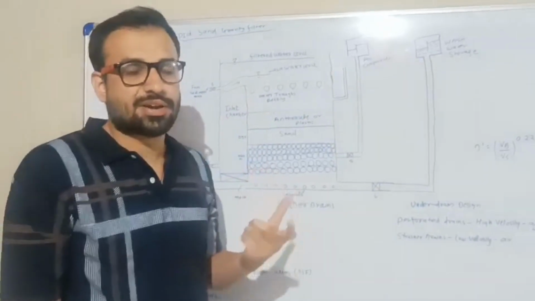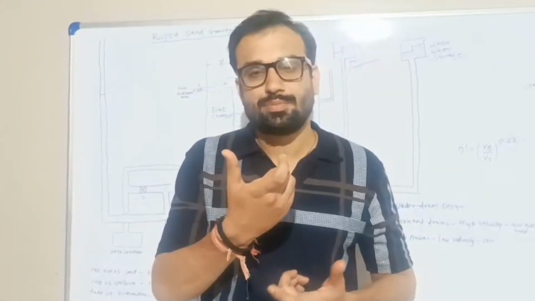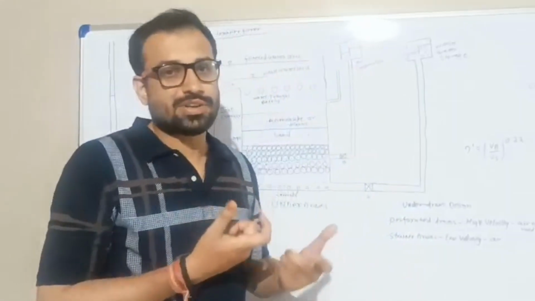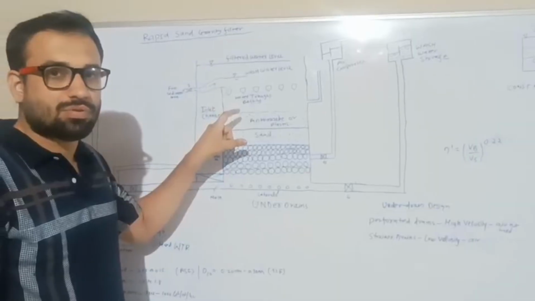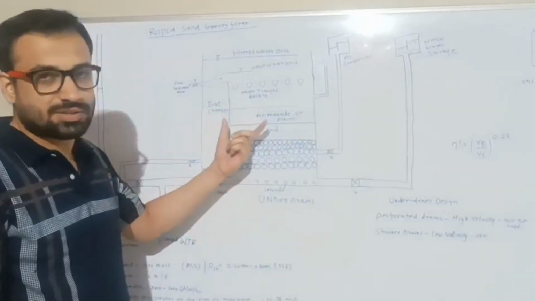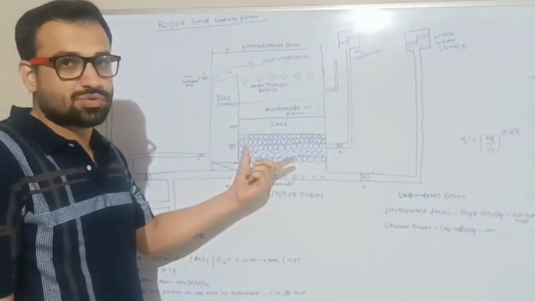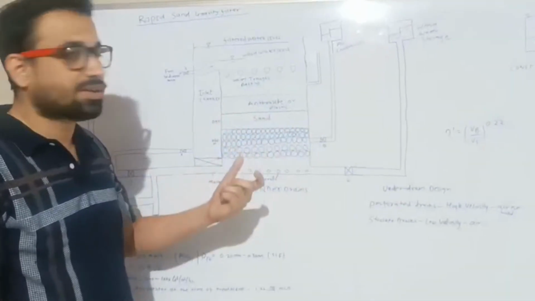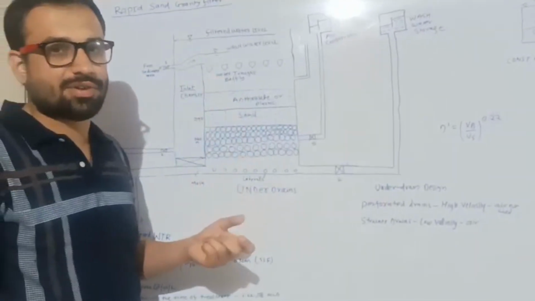Generally in a rapid sand gravity filter, people get confused about the filter media. The filter media is only sand, and to provide support to the sand, we provide a gravel layer. So the gravel layer is only a support provided to the filter media. The filter media is sand in a rapid sand gravity filter.